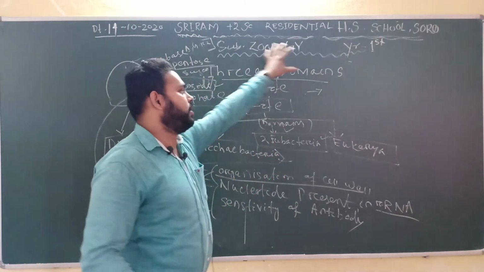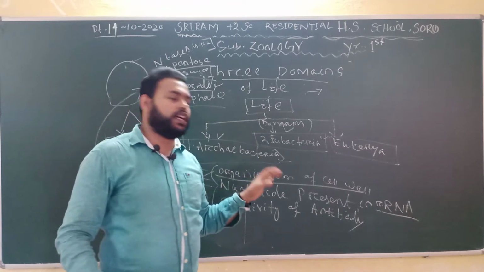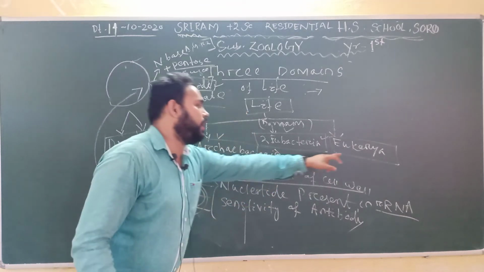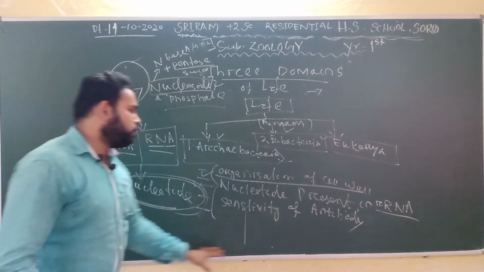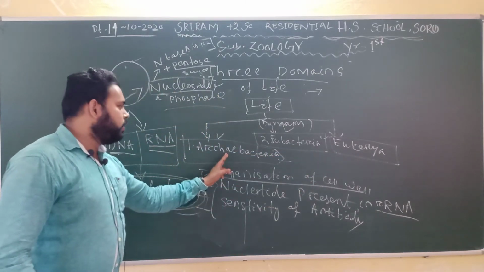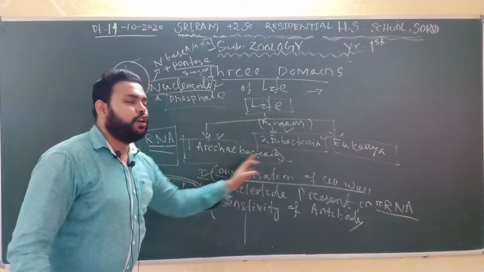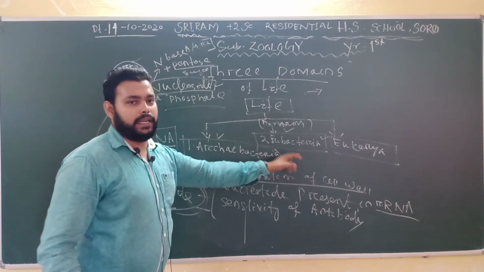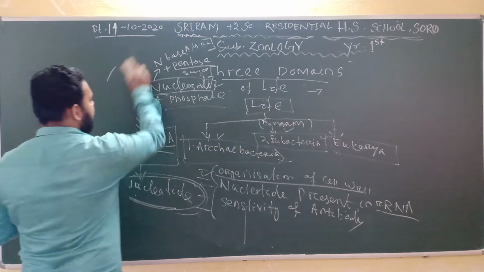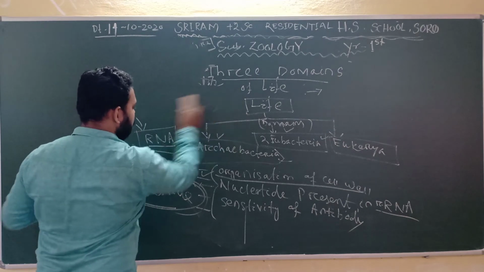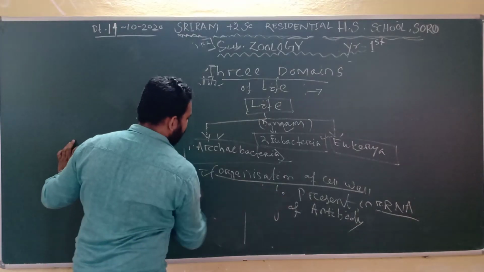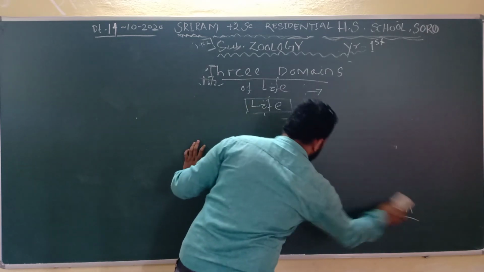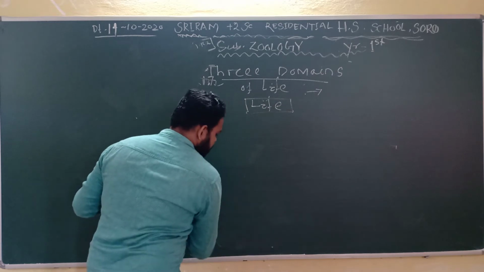Finally we got from these three domains of life concept, all the living organism divided into three domains: archaebacteria, eubacteria and eukarya. Okay, so by considering this character, these two domains, these two types of prokaryotic living organism, he found one is the archaebacteria and one is the eubacteria. Now what is archaebacteria, what is its character, what is eubacteria and what is eukarya? Okay, it's very easy.